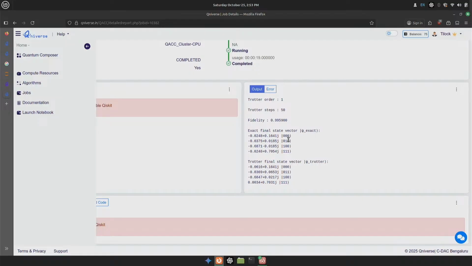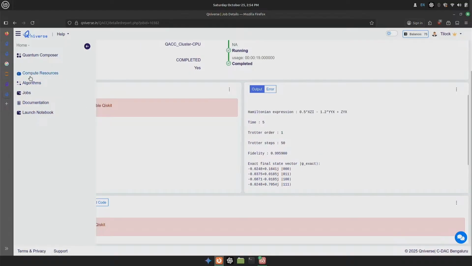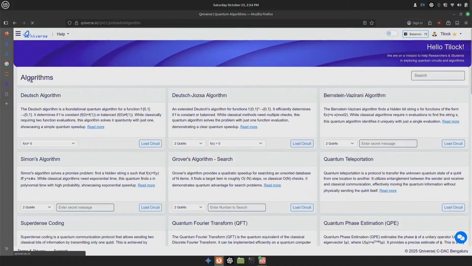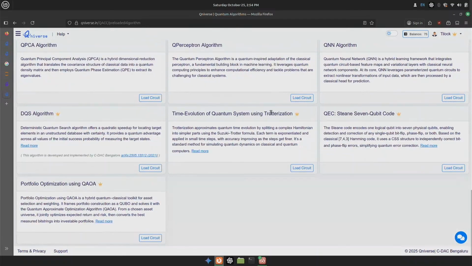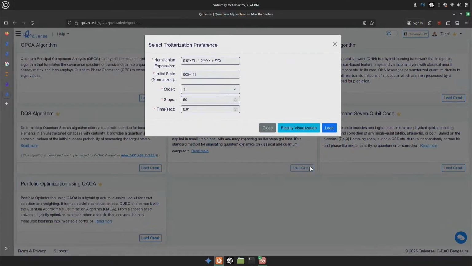Sir, can you explain the time evolution graph in detail? Yes, of course. So this is the graph that I think you were specifically referring to.